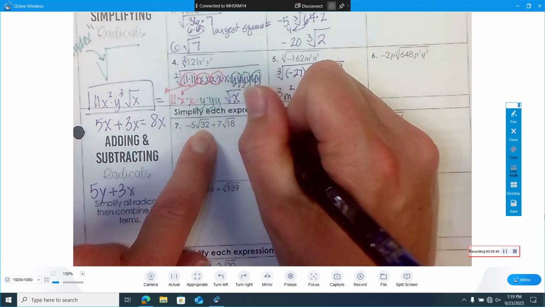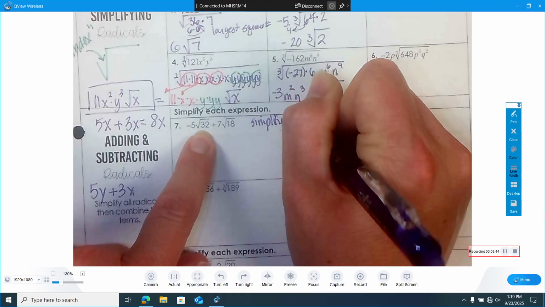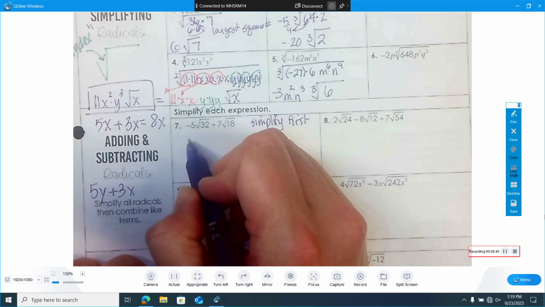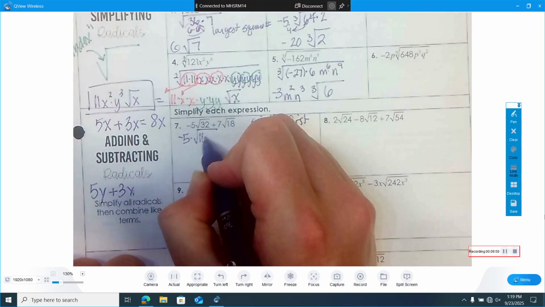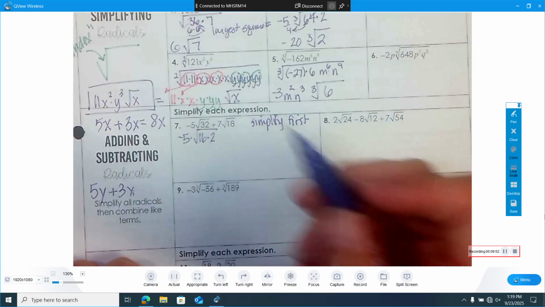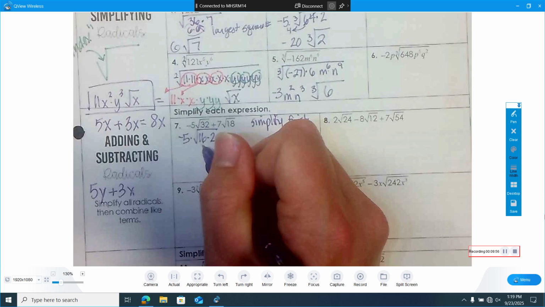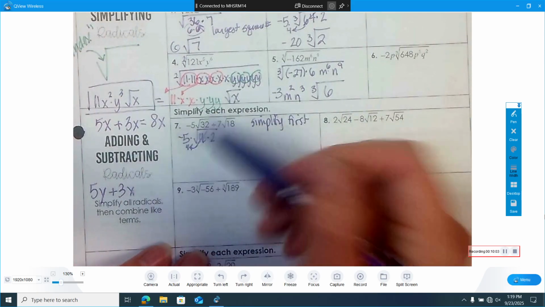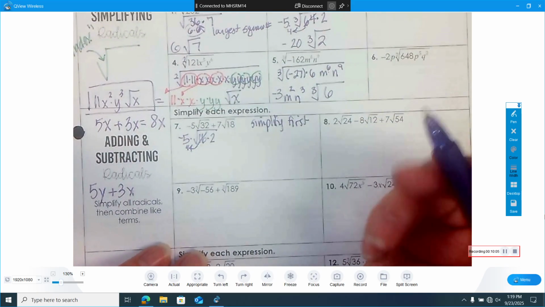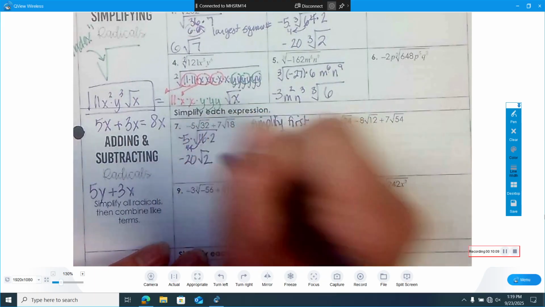So we need to simplify first. All right. So I'm looking for square roots here. So 32 breaks apart into 16 times 2. And what is the square root of 16? 4. And what happens to the 4? It exits and multiplies with the negative 5. So we get negative 20 radical 2.